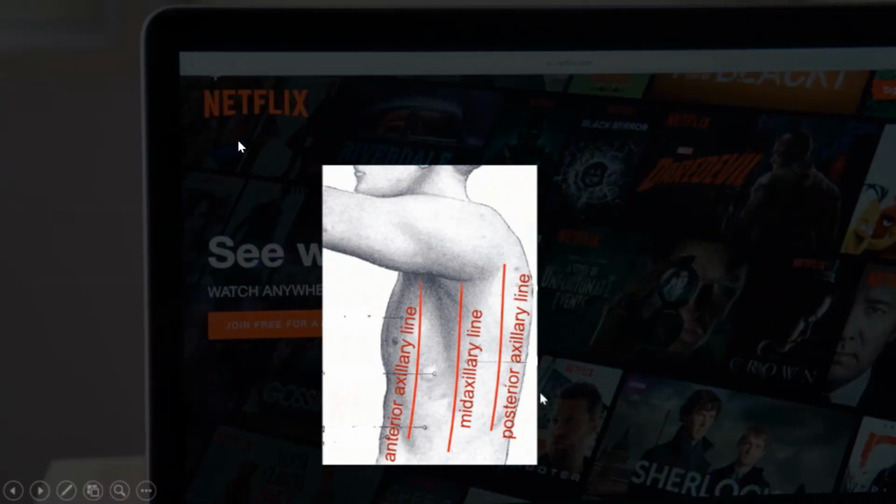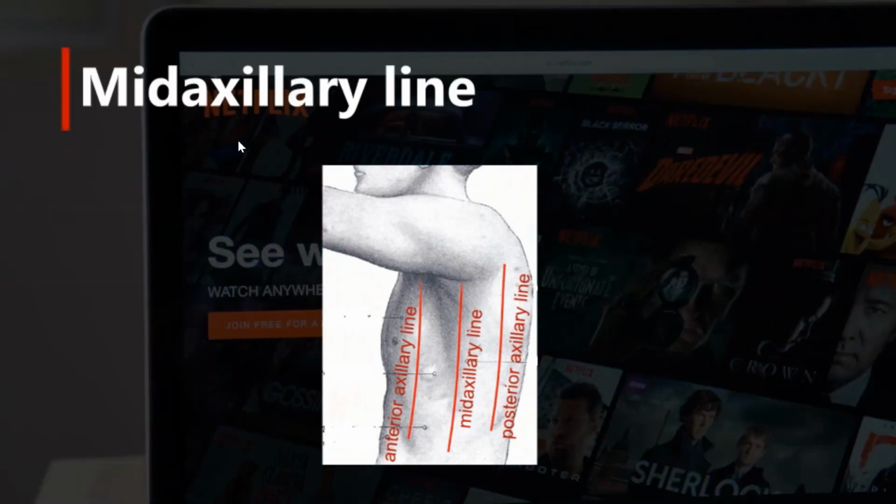Next would be the mid-axillary line. The mid-axillary line is an imaginary landmark line that runs through an individual's torso, separating the body into its anterior or front and posterior or back halves. So at the center, this is the mid-axillary line, which separates the anterior and the posterior.